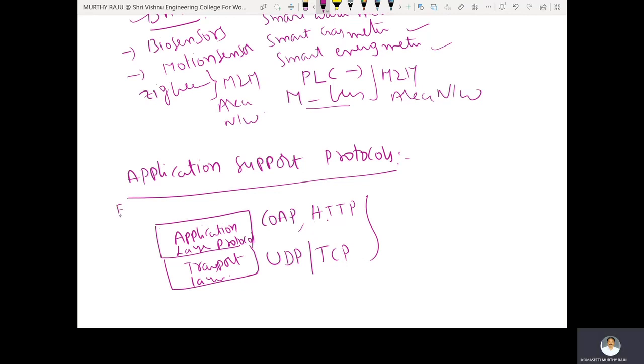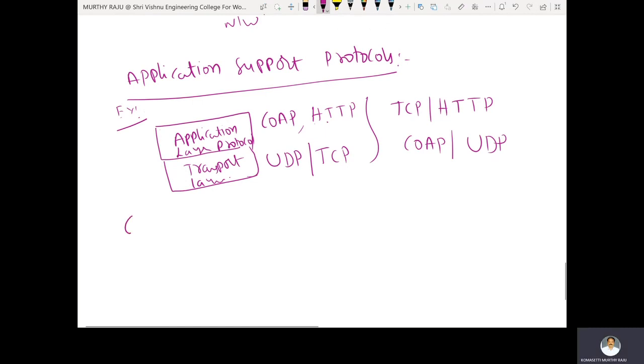For example, so many application layer protocols are used in IoT applications: TCP, HTTP, COAP, and UDP. Okay, first one, COAP.